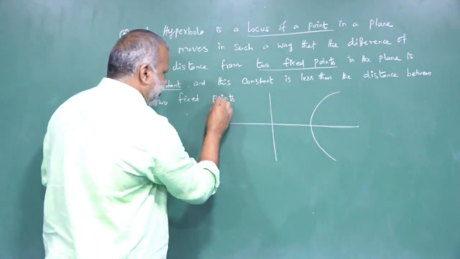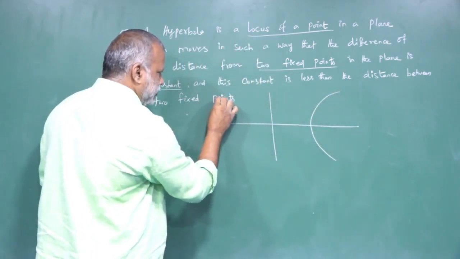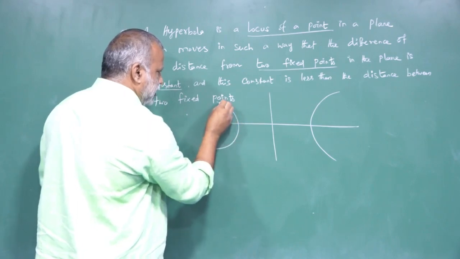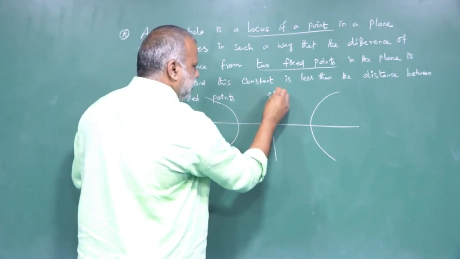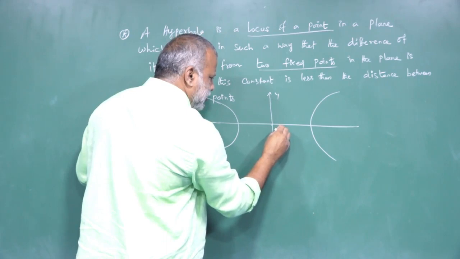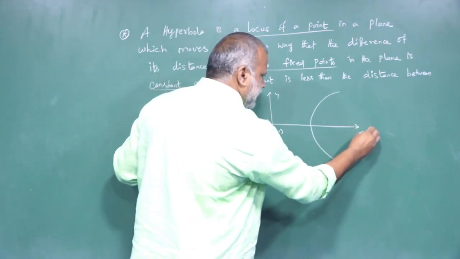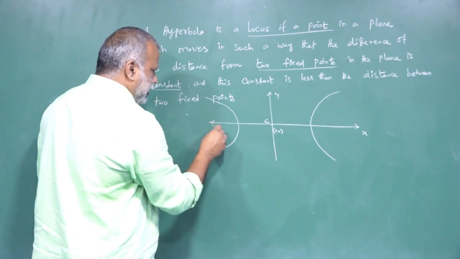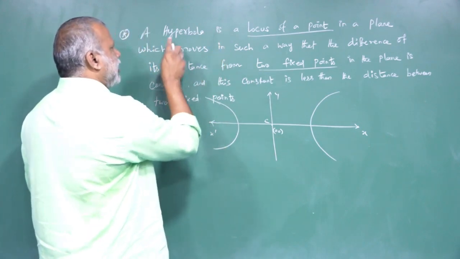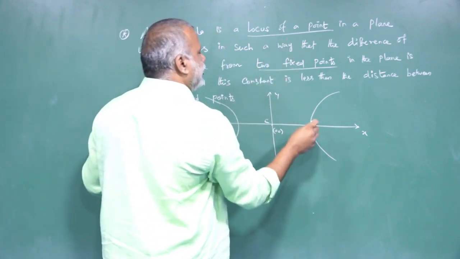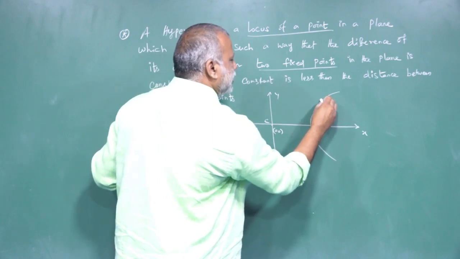See this one, a hyperbolic diagram. This is the Y-axis. This is 0, 0, that means the center. Say this is x, x dash. A hyperbola is a locus of a point. I am considering a point here.